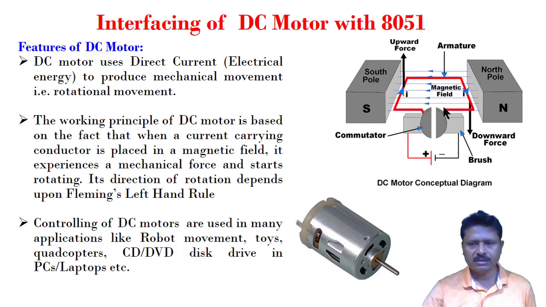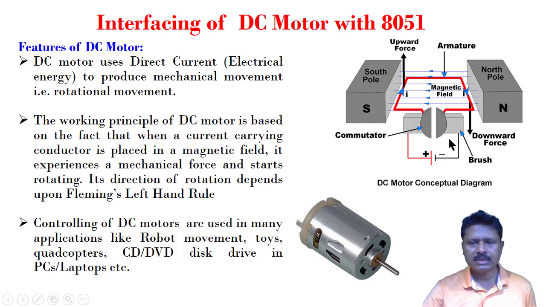Now if we want to change the direction of rotation, then what should we do? We should change the polarity of the supply. Here it is given positive, here it is given negative. We will just change the polarity, it will be negative, it will be positive. Then the current flow direction will be changed, but the magnetic field direction will be the same. So the force experienced by the coil will be in the opposite direction, means this will experience a force in downward direction, this will experience a force in upward direction, so it will rotate in anti-clockwise direction.